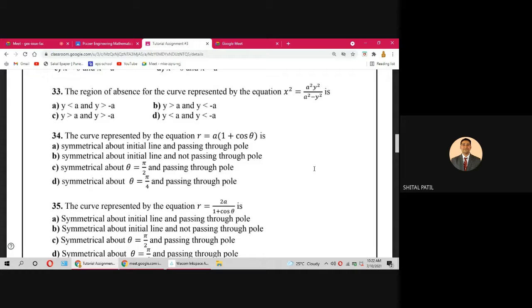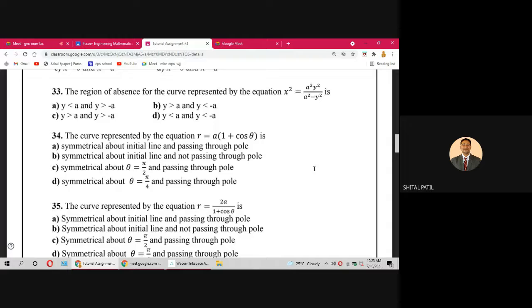So only first point is true. If you replace theta by minus theta, there is no change. That is curve is symmetric about initial line. Okay. So A option is correct, B option is correct, C option is wrong, D option is wrong. Okay, so now we have to concentrate on first and second option. Next, for the A option and B option, now the second point is we have to check whether it is passing through pole or not. You can write down notebook.